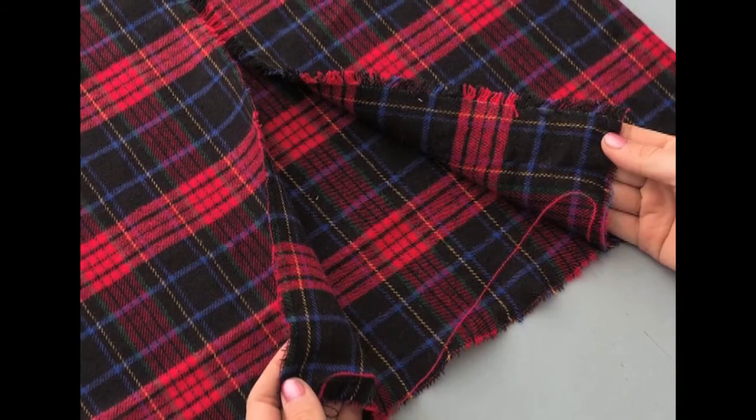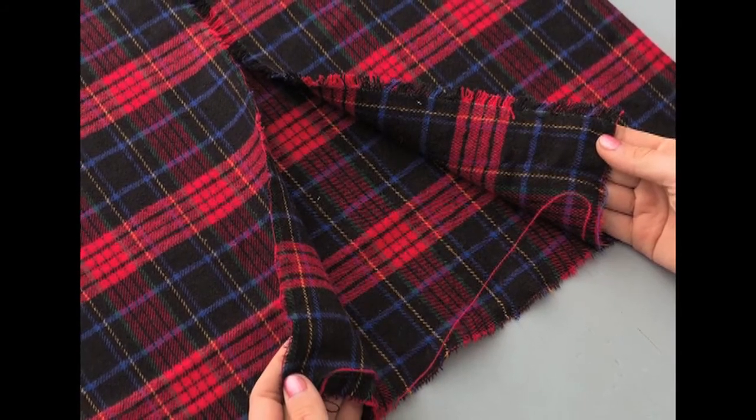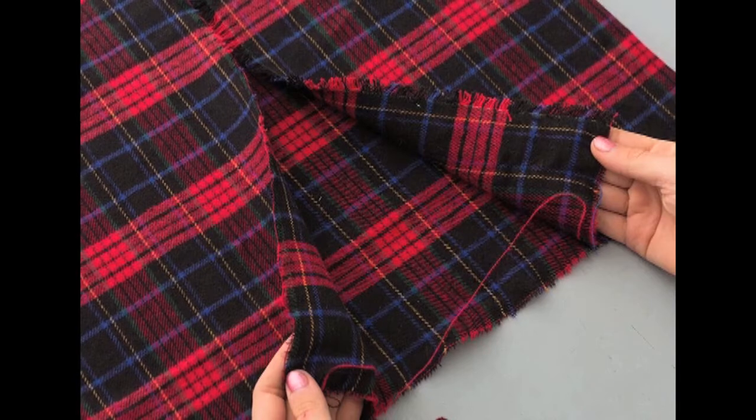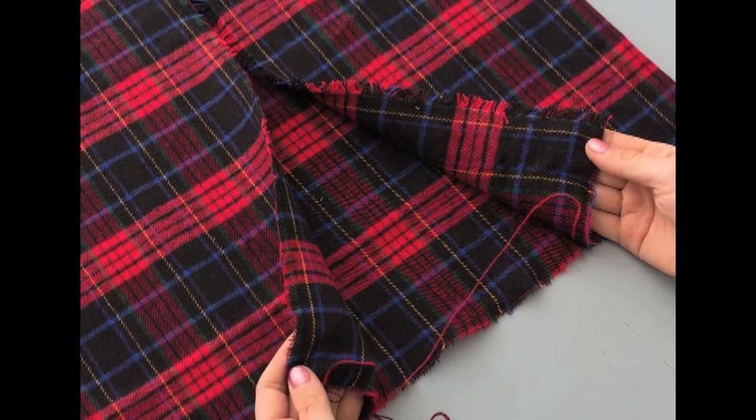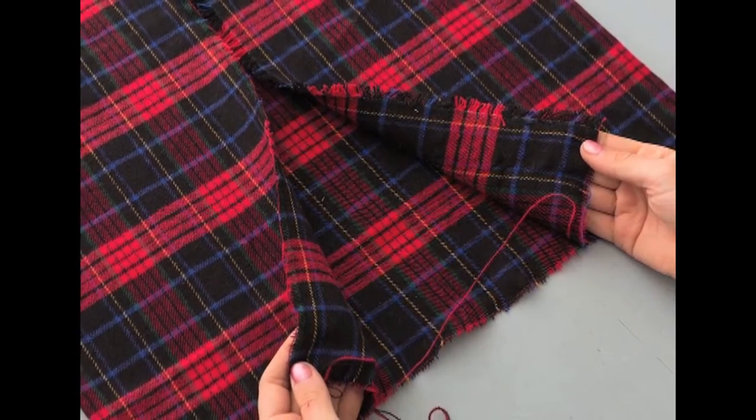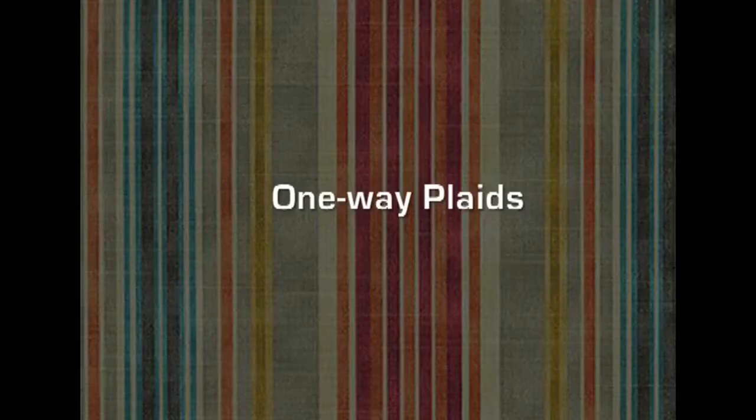To lay out a pattern on an even plaid, fold the fabric on either the lengthwise or crosswise grain, matching the plaids on both layers. Pin through both layers at 4-inch intervals to prevent slipping.